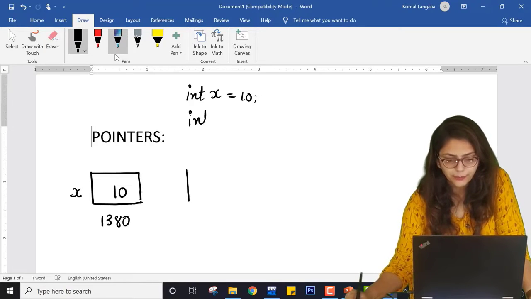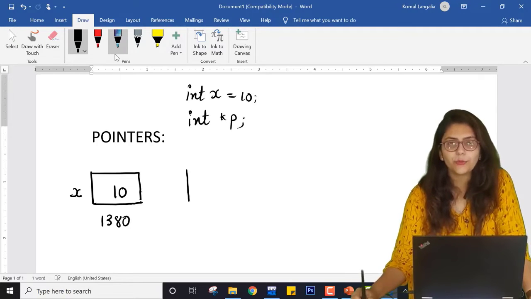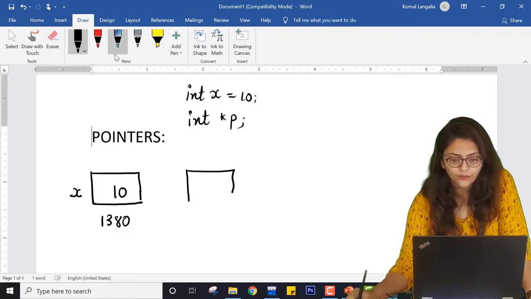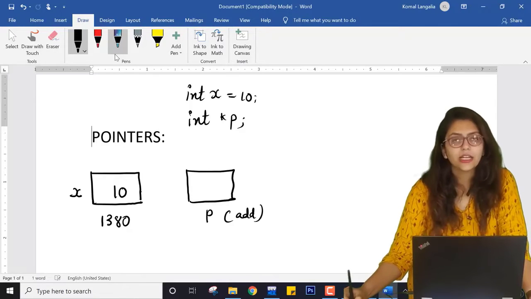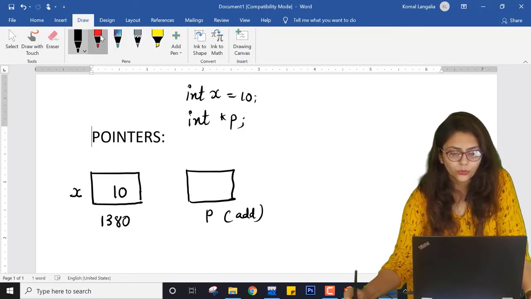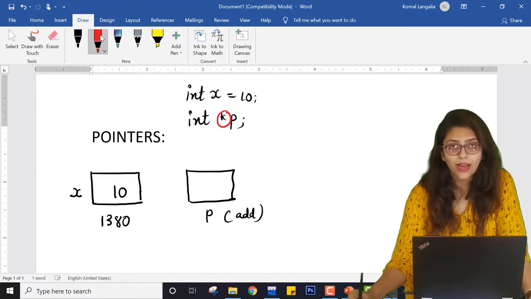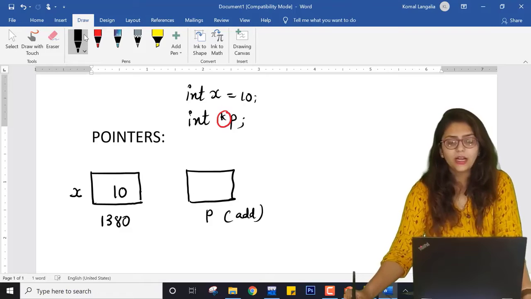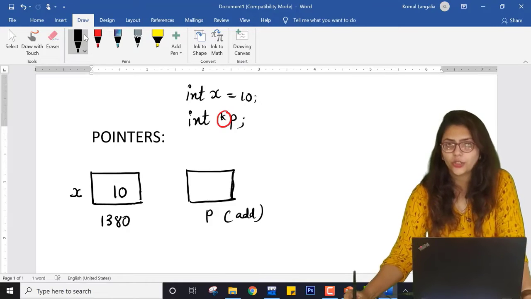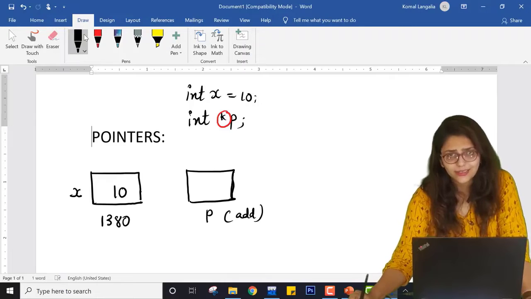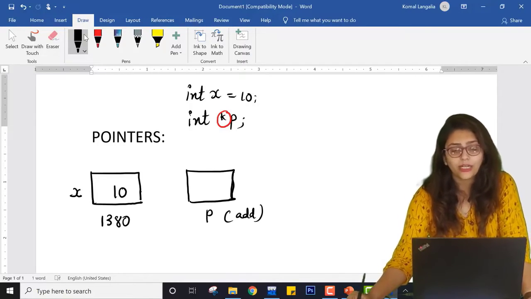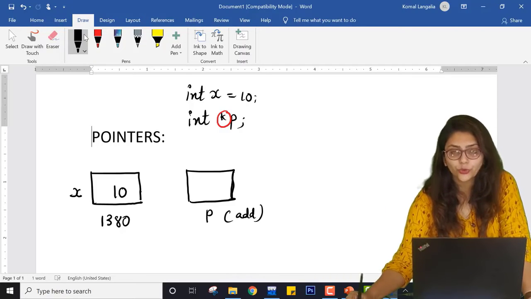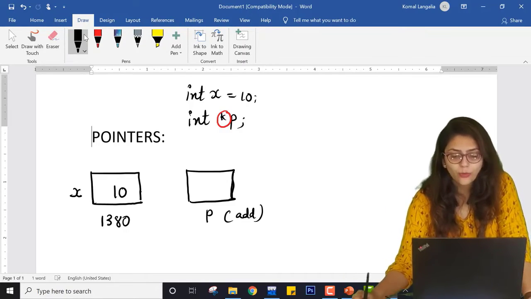So if I am writing int asterisk p, it will understand that this p is a kind of variable only, but this p stores an address. Right? How will it know? It will know that by seeing this asterisk, and that's why we are using this asterisk. Right now p is not pointing to any variable because it is just declared. We have not written any assignment or initialization. Now what if I want to assign p to x? So how can I make p point to x?